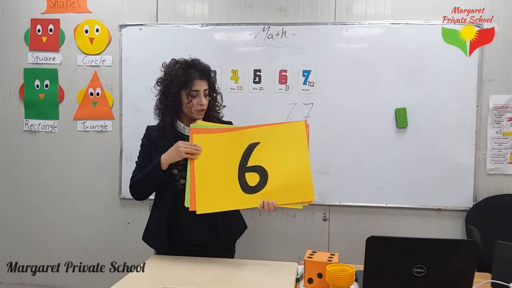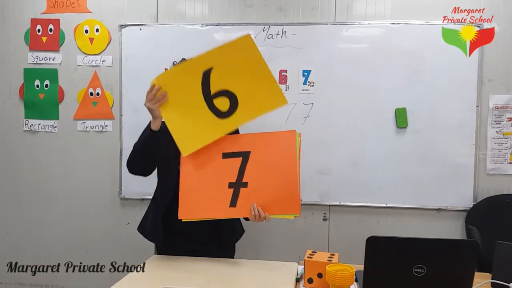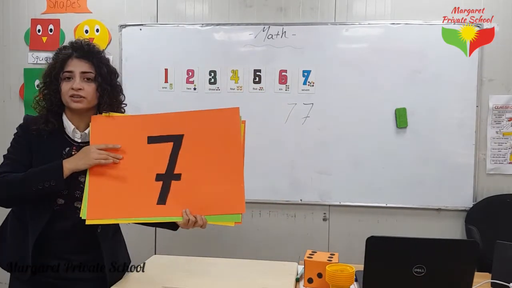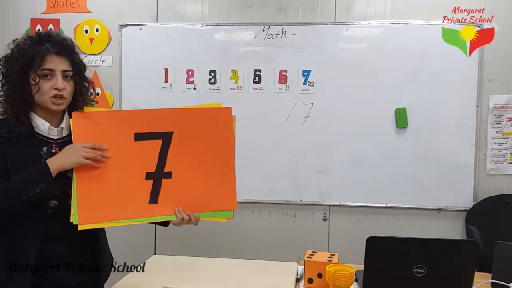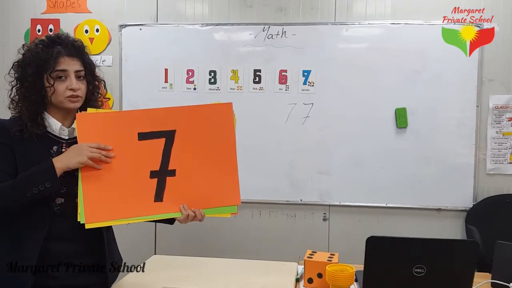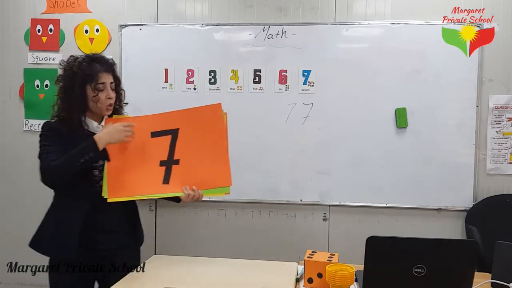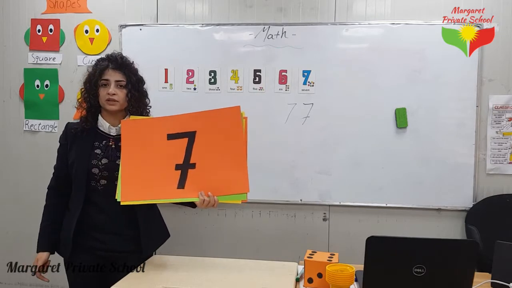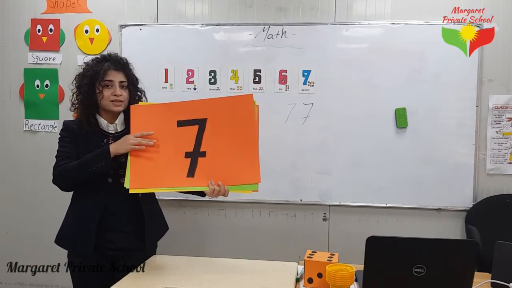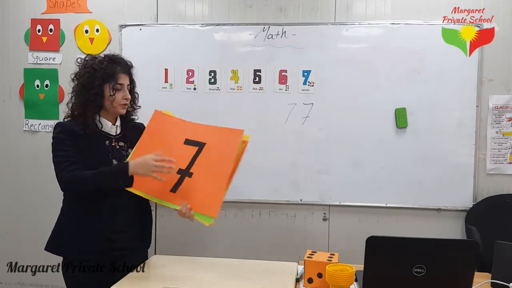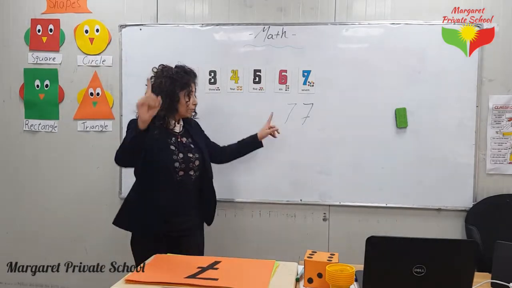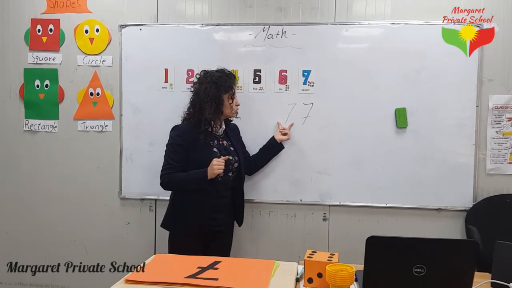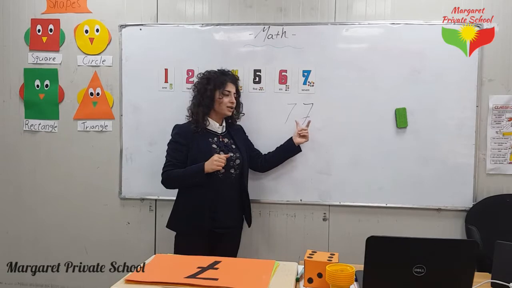After number 6, we have which number? We have number 7. After number 6, we have which number? We have number 7. Can you repeat after me? After number 6, we have which number? We have number 7. Great job. What's this number? This is number 7. How do we write number 7? In two ways. One way, we can write it this way. Another way, we can write it this way.